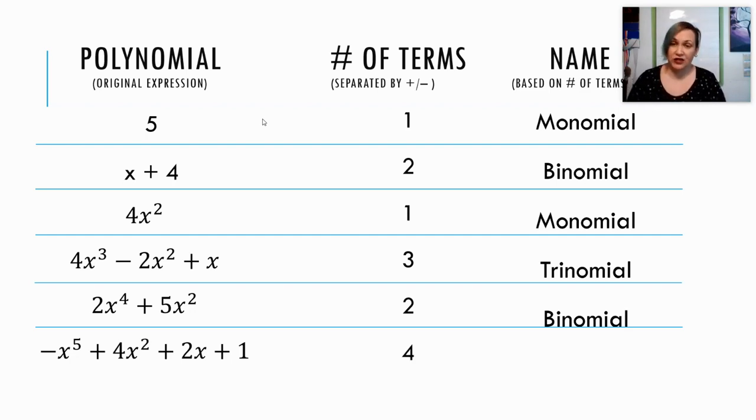Now, much like our degrees, at a certain point in time, we run out of special words and we just call everything the same thing. So anything that has 4 or more terms is just called a polynomial. Poly means many, so there are many terms.